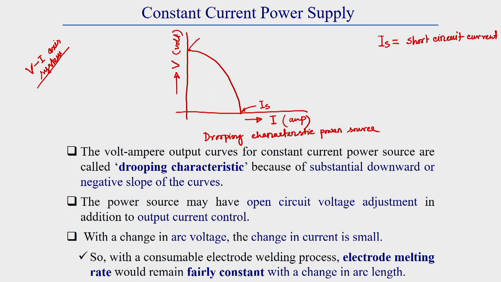And when the current is 0, that means when there is no load at the output terminal, whatever voltage is coming, that voltage is generally called the open circuit voltage. So this V0 is called the open circuit voltage.